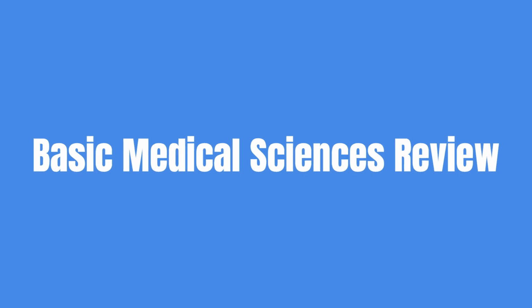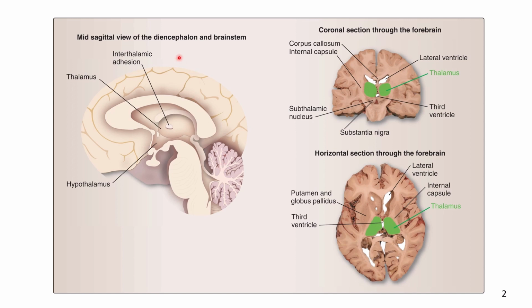So here is the location of the thalamus. This is the mid-sagittal view. So that thalamus is part of the diencephalon. There are two of them, one on each side, and they are connected with each other by the interthalamic adhesion.